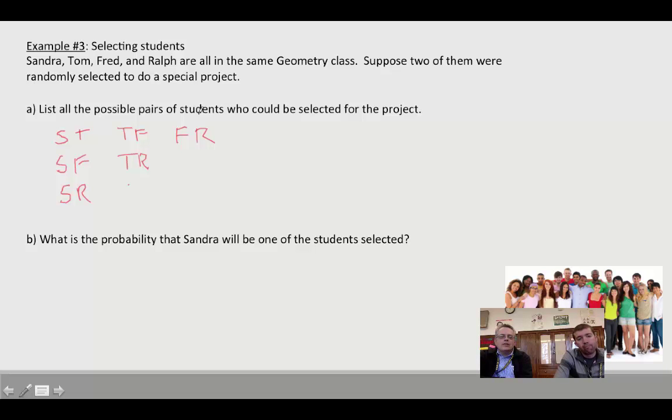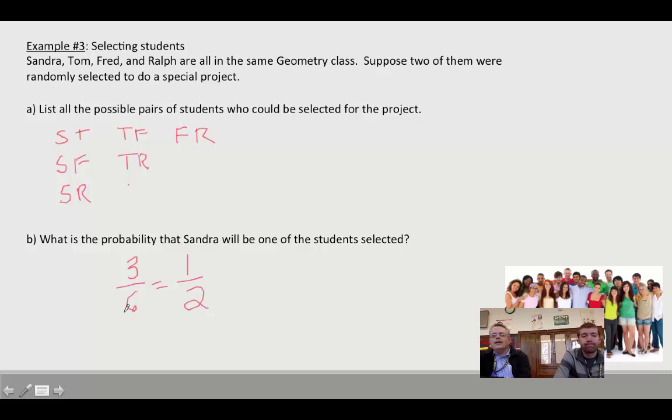Okay, let's answer the question. What is the probability that Sandra will be one of the students selected? We're going to randomly pick one of these 6 pairs of people. We want to know the probability that Sandra is one of them. It would be 1/2. So 50-50 chance.